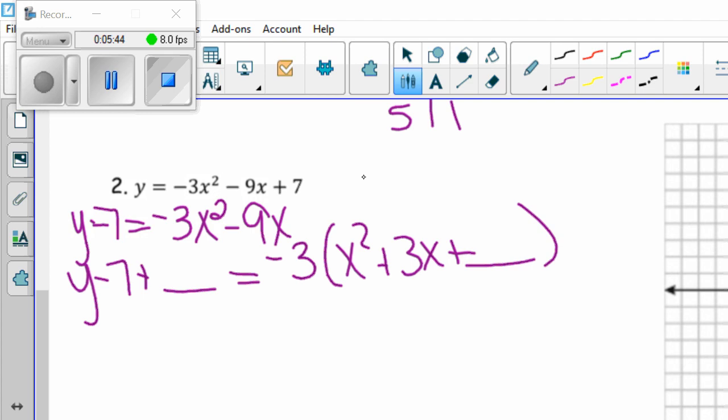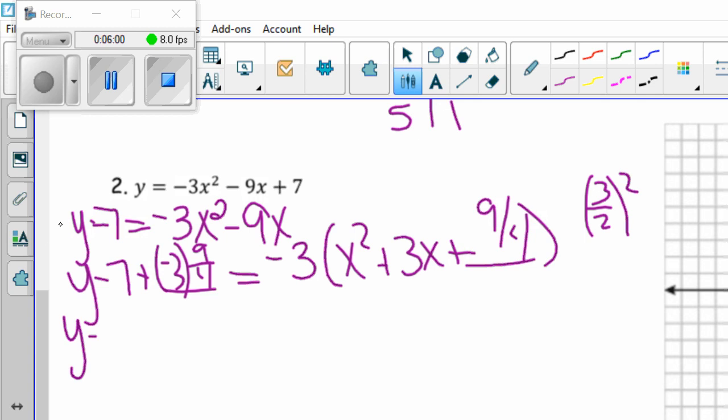So over here, I know it's going to be negative 3 times whatever I'm adding to both sides. So what am I adding to both sides? 3 divided by 2 squared. So that's going to be 9/4. So we're adding 9/4 to both sides. So right now I have y minus 7 plus negative 3 times 9, negative 27/4.